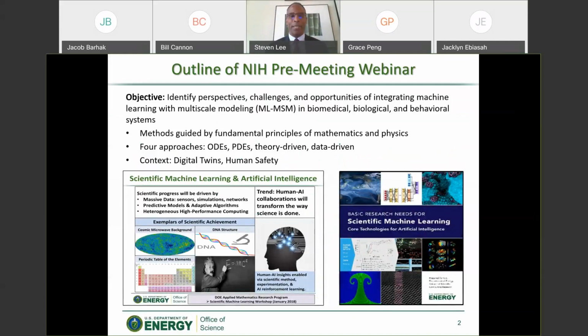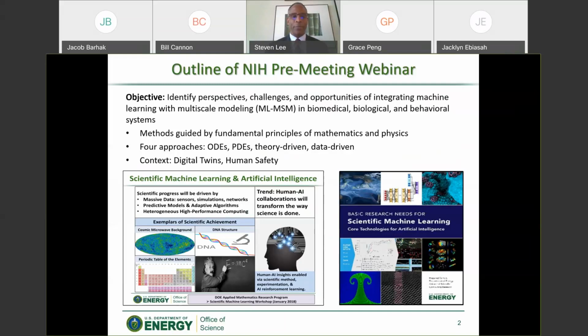In looking at the objective for this meeting, it resonated with what we're doing at the Office of Science in terms of integrating machine learning with multiscale modeling, especially for methods guided by fundamental principles in math and physics. Back in January of 2018, we had a workshop on the topic of scientific machine learning, and it generated a nice brochure and about a 100-page report.